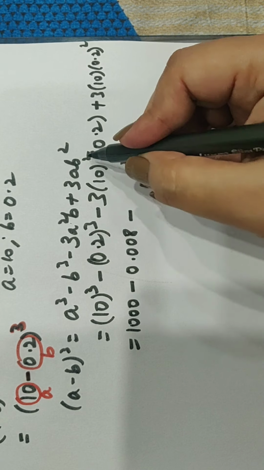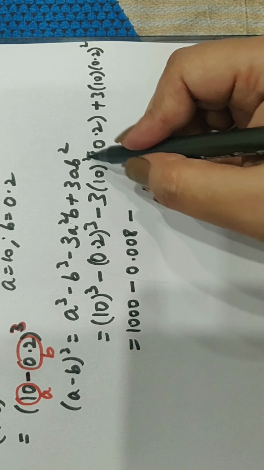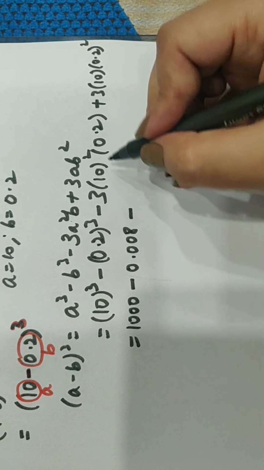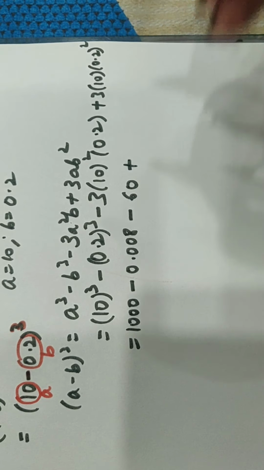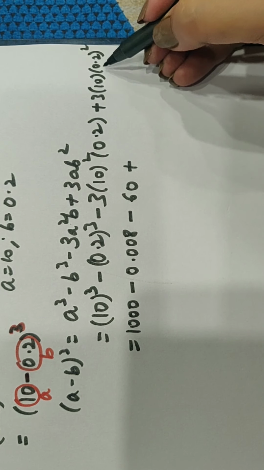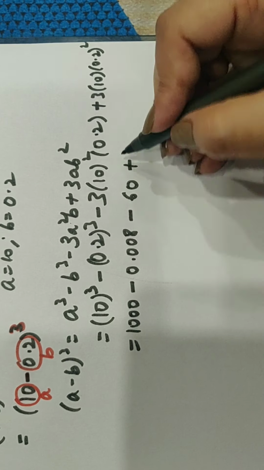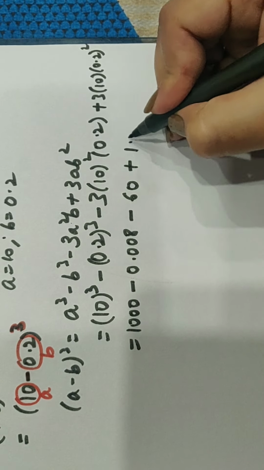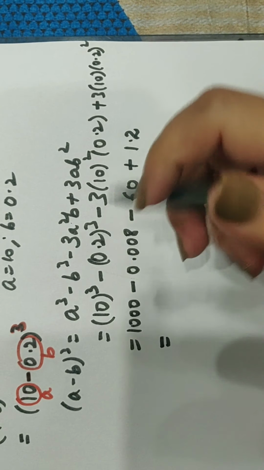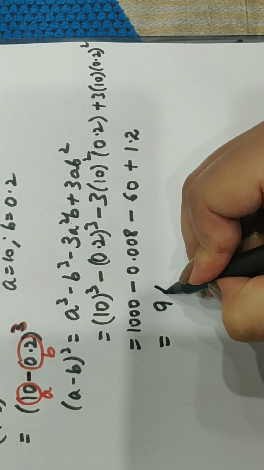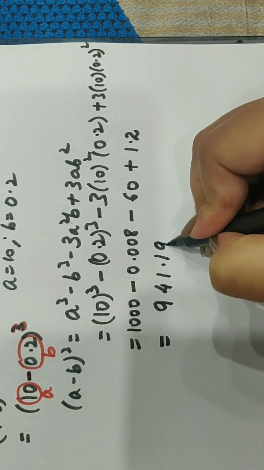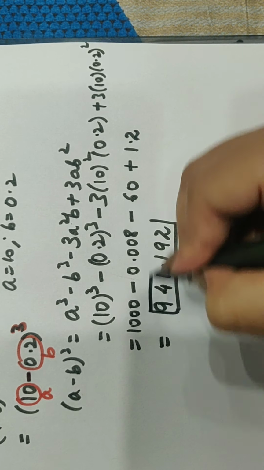Minus this is 3 into 10 square, that is 100. That means 300 into 0.2, that is 60, plus this is 3 into 10, 30 into 0.2 square, that is 0.04. So it will be equal to 1.2. On solving these, we'll get 941.192. This is the answer.